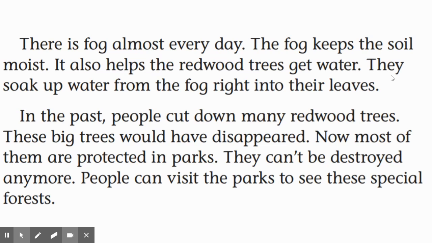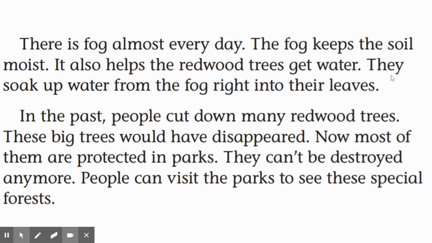In the past, people cut down many redwood trees. These big trees would have disappeared. Now, most of them are protected in parks. They can't be destroyed anymore. People can visit the parks to see these special forests.